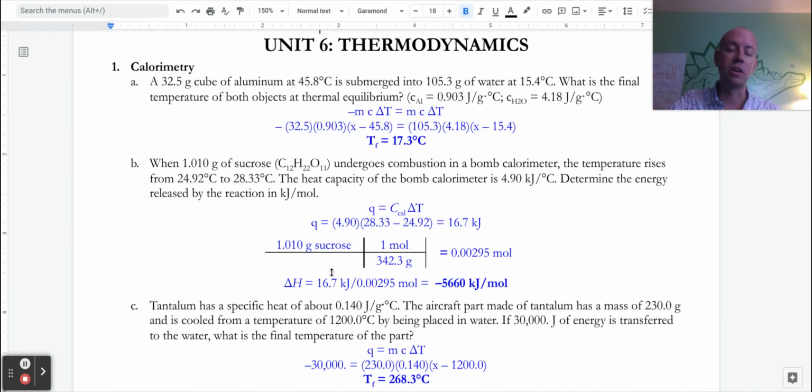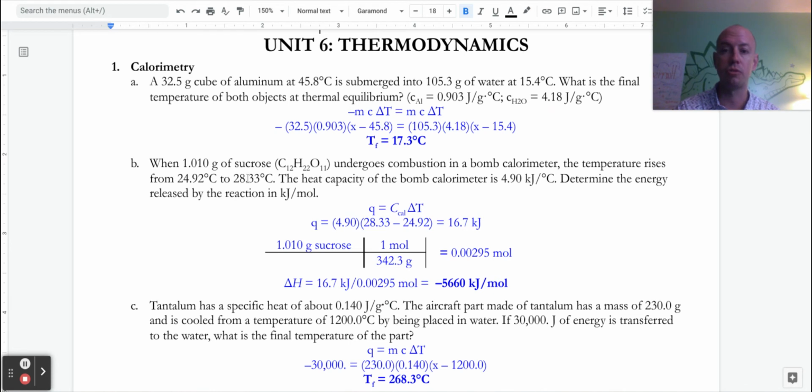The second one here talks about something that's in a bomb calorimeter and gives us the heat capacity, which is different than specific heat. Heat capacity accounts for the heat change per degree Celsius. So it doesn't matter how much stuff is there because the calorimeter already has a defined capacity, whether there's a lot or a little in there. So we just multiply our heat capacity times our temperature change, and that gives us an amount of heat. So we think about that.